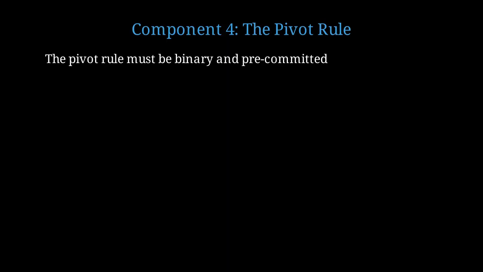Now we reach the most critical component, the pivot rule. This is your decision framework for what to do based on test results. Your pivot rule must be binary, yes or no, continue or pivot, and it must be pre-committed before you run the test. This prevents motivated reasoning and confirmation bias.